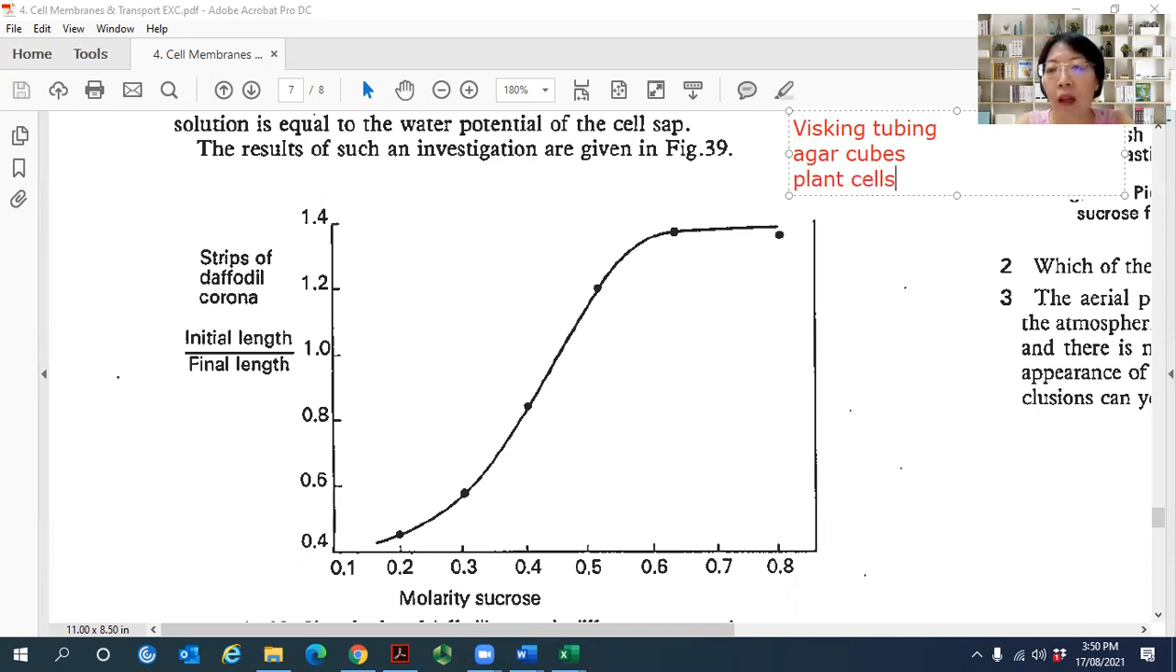Okay, plant cells. For plant cells, you know that whether there's a net movement of water into the cell or out of the cell actually depends on the water potential of the cells versus the water potential of the environment, right? So they may ask you to do an experiment to find out what is the water potential of this plant cell. So how are you going to find out what is the water potential of the plant cell? And the plant cell that they can give you, usually what do they give you?